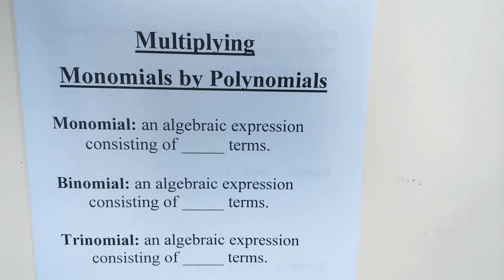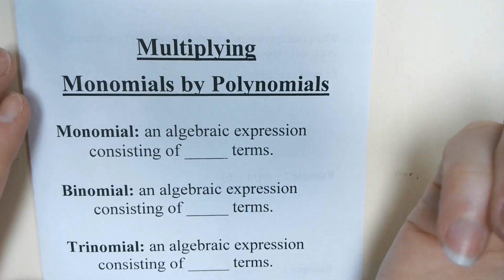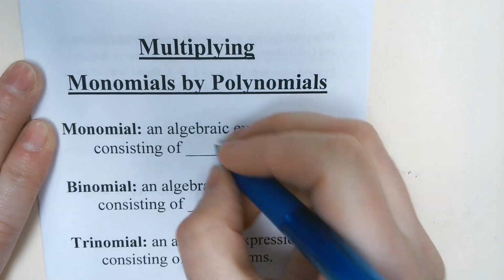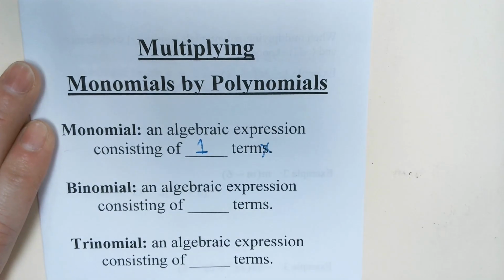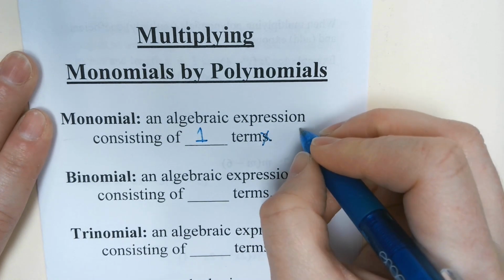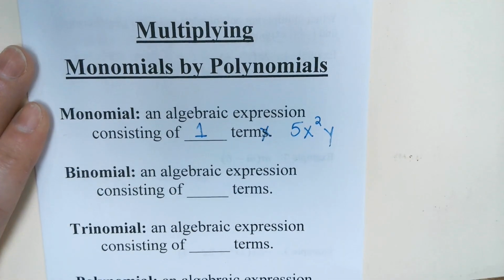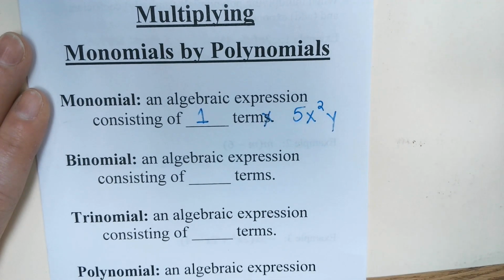Today's lesson is about multiplying monomials by polynomials. So these are words that we've talked about, but not a whole lot. A monomial is an algebraic expression consisting of one term, not terms. So any mixture of numbers and variables, like 5x squared y, would be a monomial. Even though there's two variables, we don't have a plus or minus in there. That's a monomial.